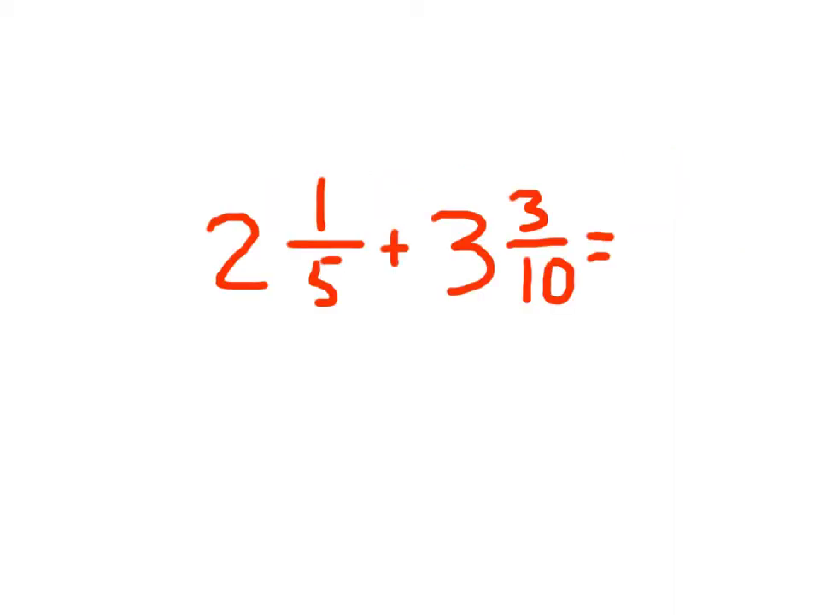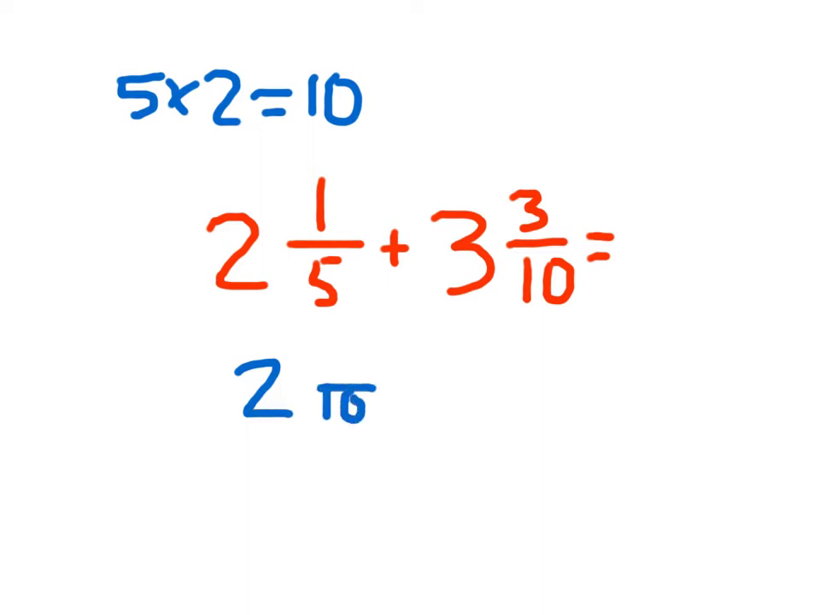Here I have 2 1/5 plus 3 3/10. And in this instance, I do still have two mixed numbers I'm adding. However, the denominators at this point are not the same. So this is adding with unlike denominators. And so what I need to do is find a like denominator. And if you look at the 5 and you compare it with the 10, you say, oh wait, I know, 5 times 2 equals 10. So we can convert and make 2 1/5 into tenths.